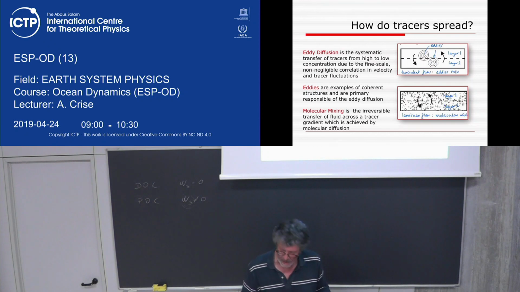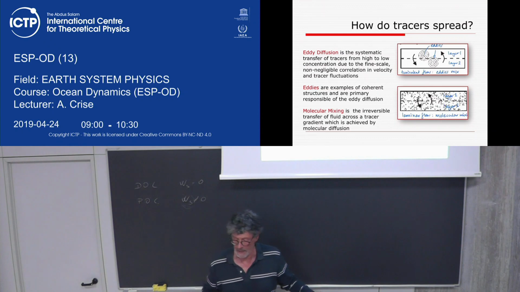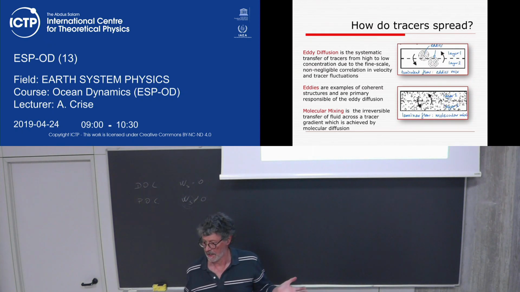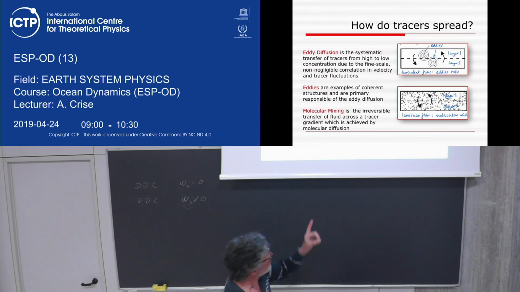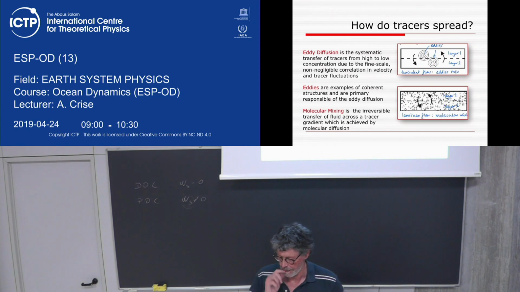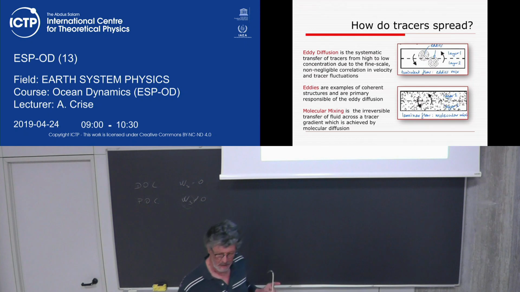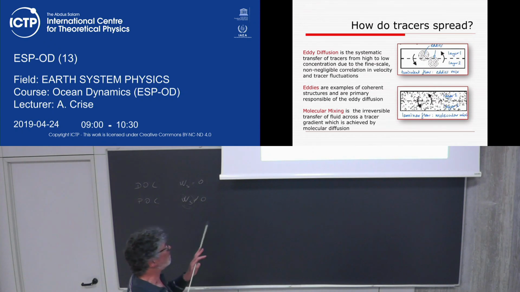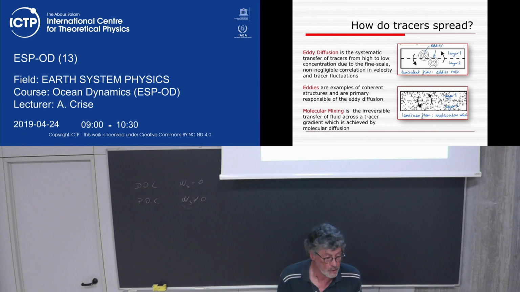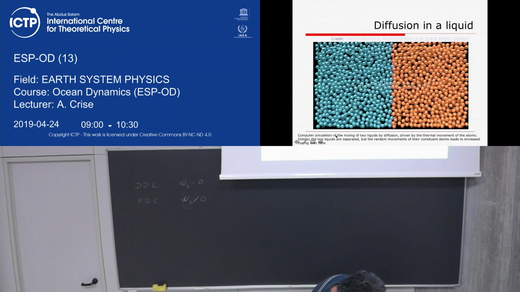And there is a dimensionless number that rules this, the relevant Reynolds number, for example, that rules advection versus molecular diffusion. And generally in the ocean, advection is much more important than molecular diffusion. But when we talk about eddies, probably things are not so well established, and the eddy flux or the eddy diffusion can have a much more important role. And molecular mixing is the irreversible transfer of fluid across the tracer gradient, which is achieved by molecular diffusion. When you have this kind of process ongoing, you cannot go back without doing additional work.